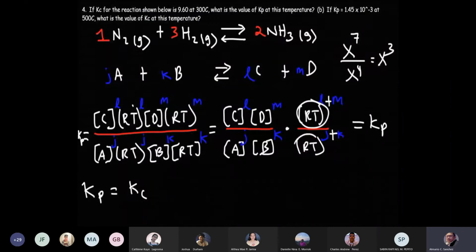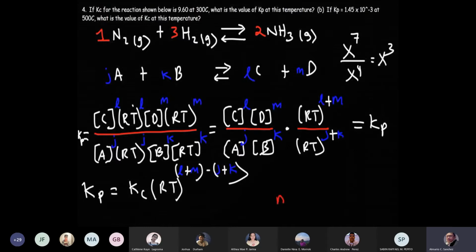So we can write this as a single RT value by subtracting L plus M and J plus K. So we're going to get times RT raised to the L plus M minus J plus K. And this is in parentheses.